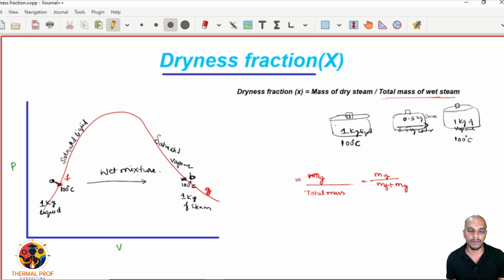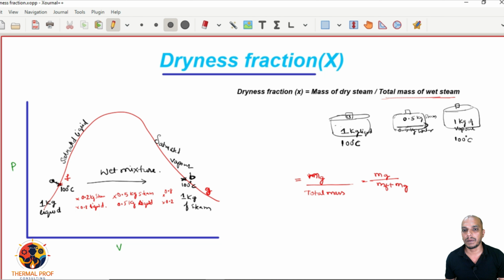Now, the same 1 kg of liquid could be, somewhere here, 0.5 kg of steam and 0.5 kg of liquid water. Similarly, if we come even closer to the right side, it will be more steam, so it may be 0.8 kg steam and 0.2 kg liquid. The same 1 kg is divided into liquid as well as steam. If you go towards the left, it could be 0.2 kg of steam and 0.8 kg of liquid, because on the left side it is more liquid.